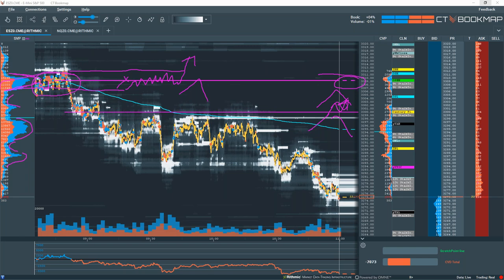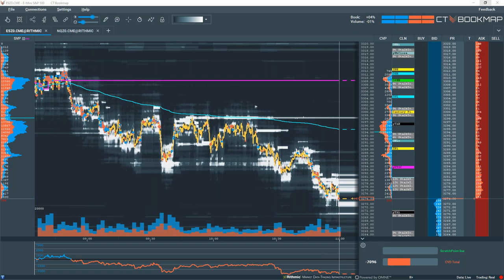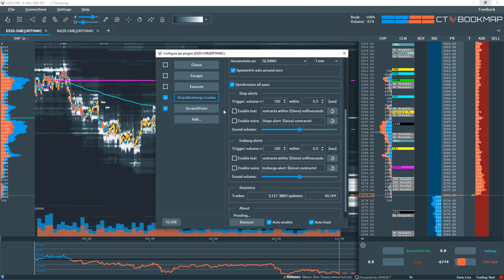I think there's tons of questions in here. I've been answering most of them and trying to answer them for you. But a few questions on the stop iceberg tracker: if you're looking at the market by order data and if there's any sort of confluences that you're getting from that.